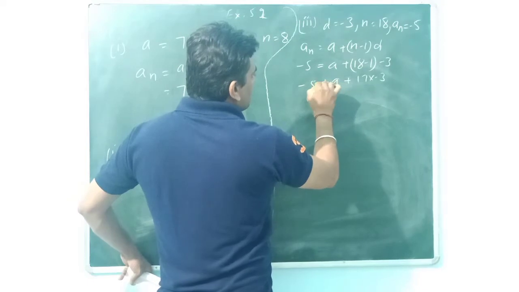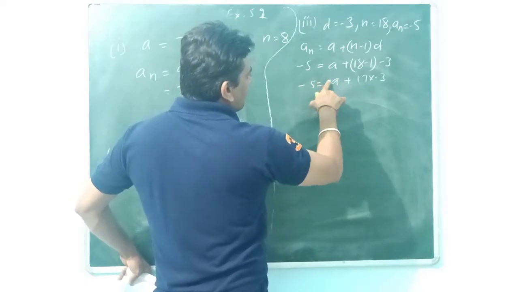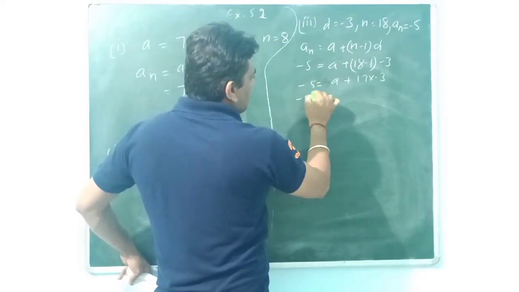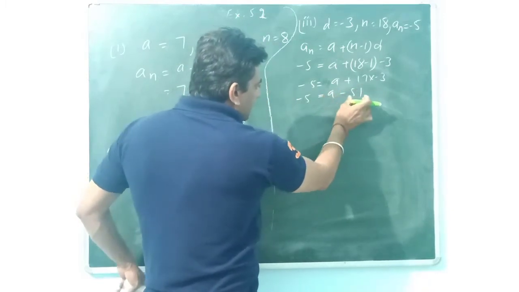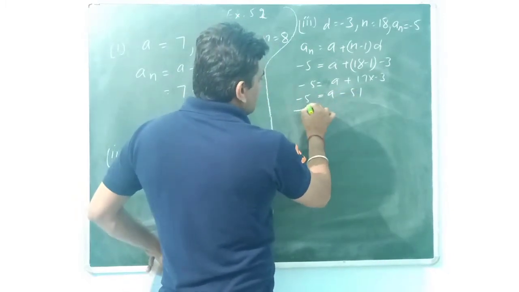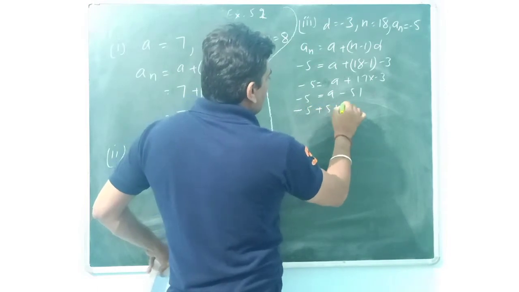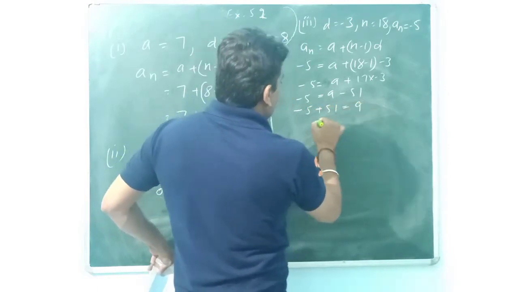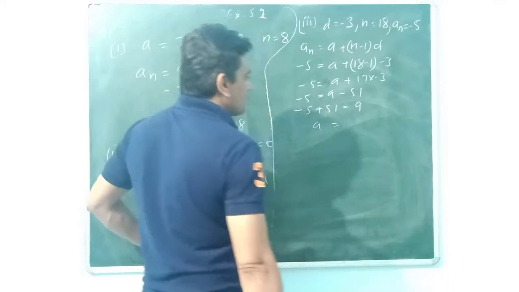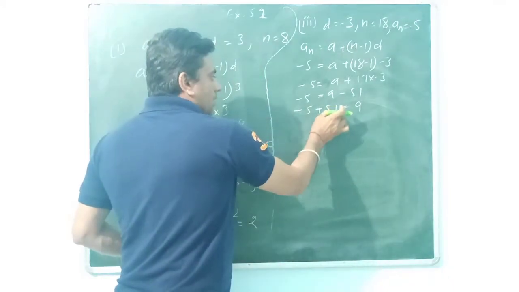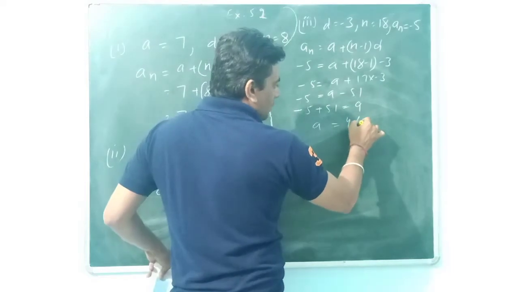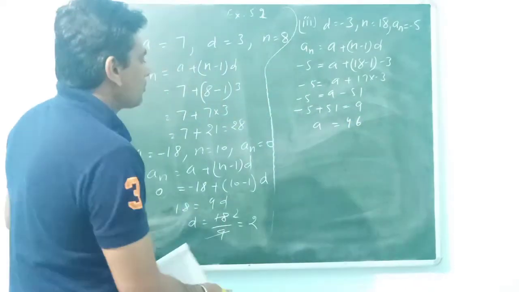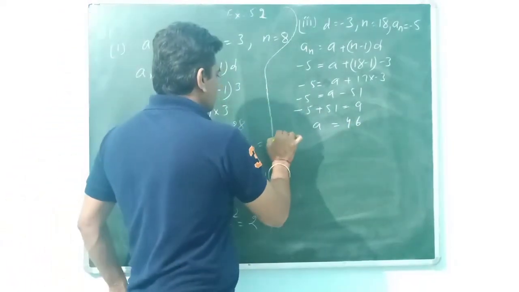Sorry, here it is equal to: minus 5 equal to A minus 51. Taking this to this side, minus 5 plus 51 equal to A. And this A becomes, subtracting 5 from 51, 46. Move to part 4.